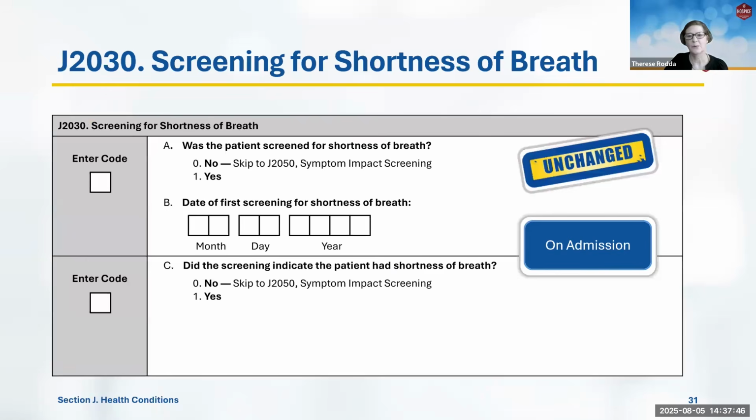Okay. Now we will look at the shortness of breath items. There are two. The first is J2030, screening for shortness of breath. This item was carried over unchanged from the HIS and is collected on admission. This item has 3 parts. Like the pain items, the shortness of breath items are commonly completed by data abstraction from the clinical record. Let's examine the coding instructions.